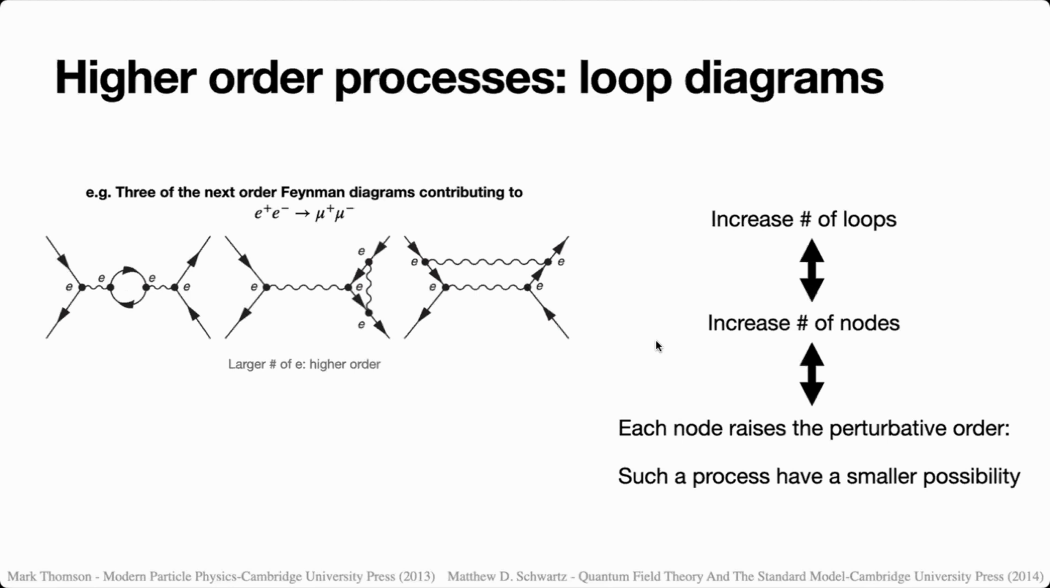We can also introduce self-loops. For example, these are 3 of the next order Feynman diagrams contributing to the previous process. When we see loops in a Feynman diagram, it actually means that this process is higher order. Because when you increase the number of loops, we inevitably increase the number of nodes, and each node raises the perturbative order by a coupling constant, which is much smaller than 1. So this means that this process has a much smaller probability.